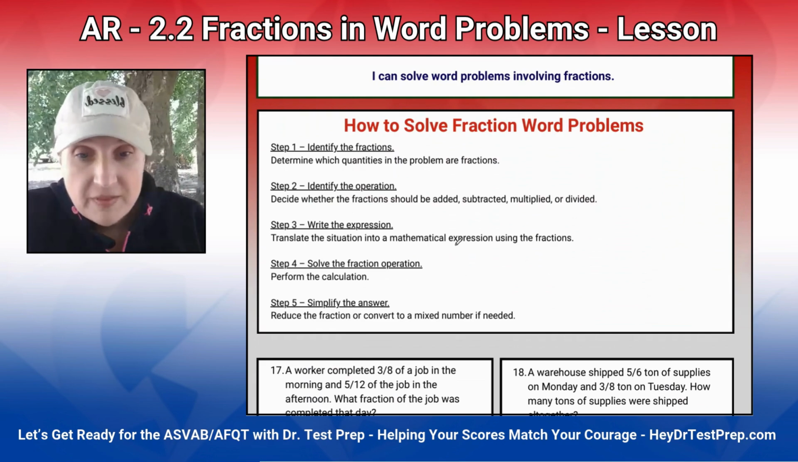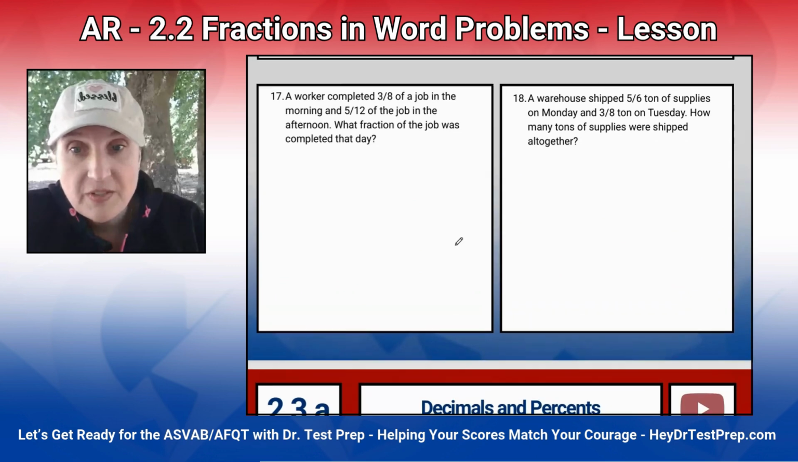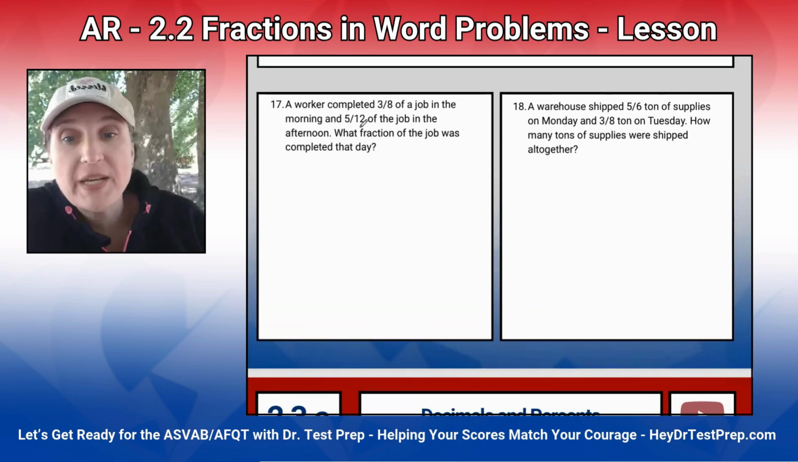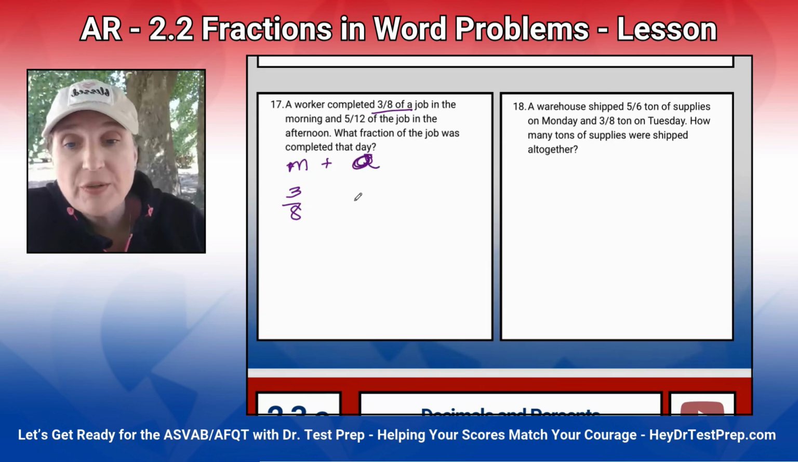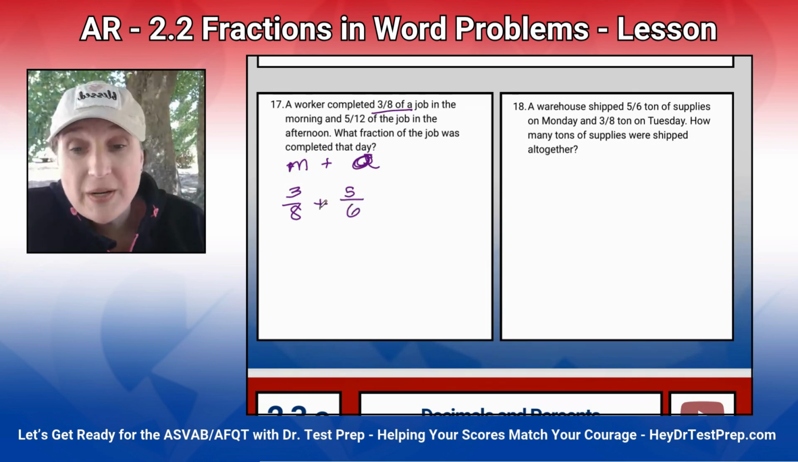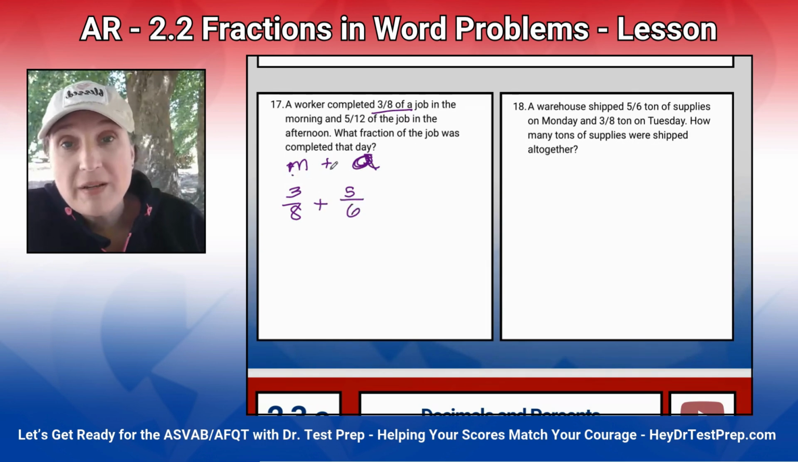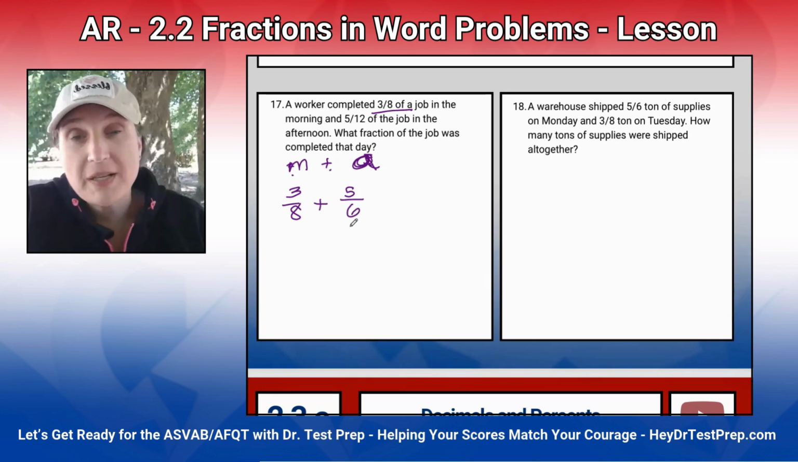All right, let's scroll this way. So we've got a worker completed 3/8 of a job in the morning. And in the afternoon, he did 5/12 of a job. So afternoon. And it wants to know what completed of the day. So we're going to add these together. We're doing the morning plus the afternoon. 3/8 plus 5/6.